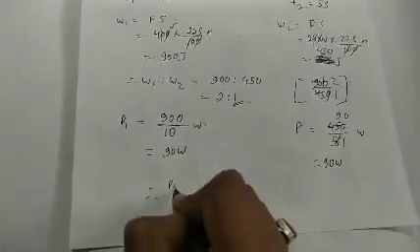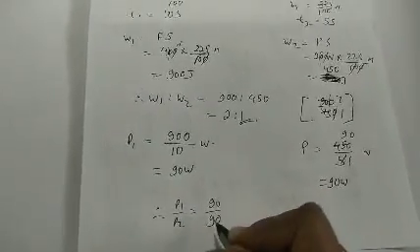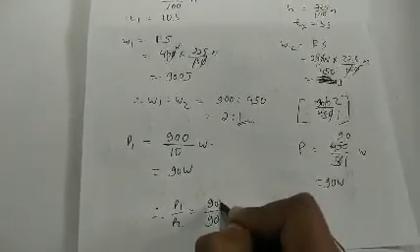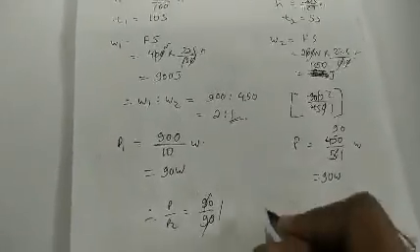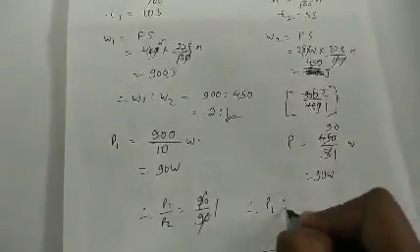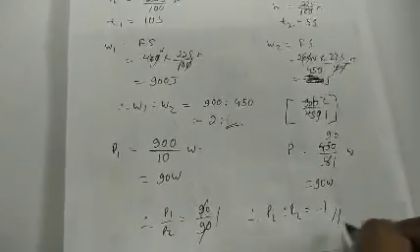Therefore, power 1 by power 2 equals 90 by 90. Since they are the ratio of the same physical quantities, we will not write a unit here. It will cancel and we get 1. Therefore, power 1 is to power 2 equals 1 is to 1. This is the answer for part 2.